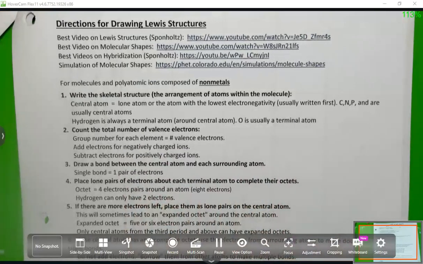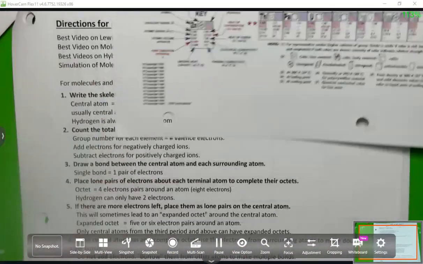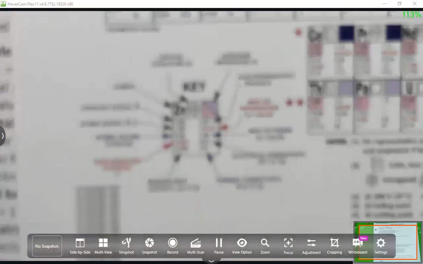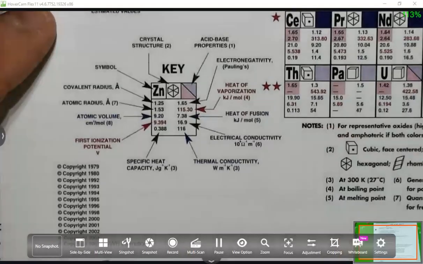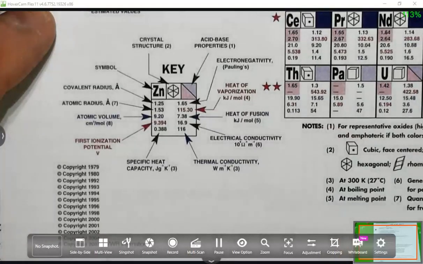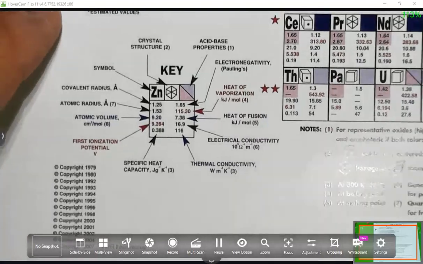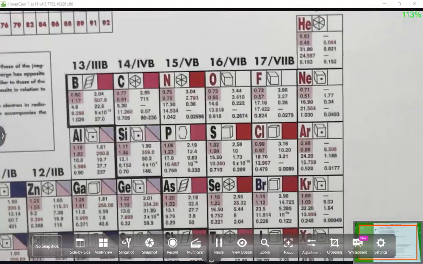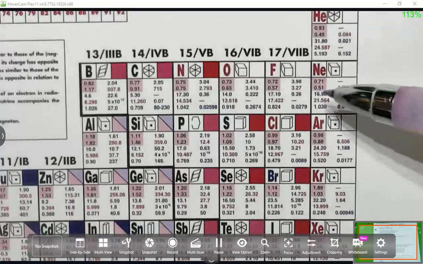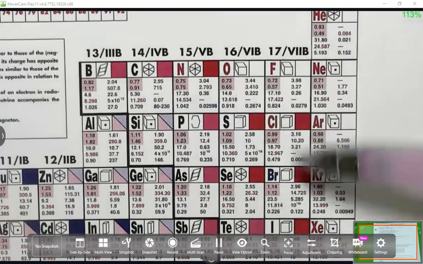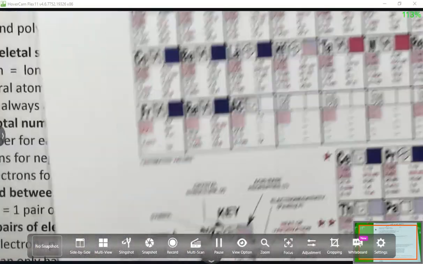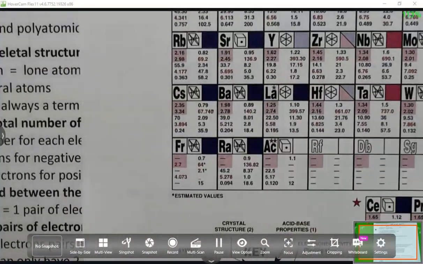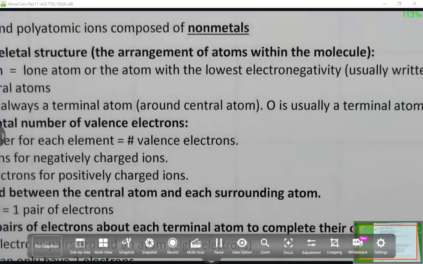Now, where do you find electronegativity? On the back side of your periodic table here. So we looked at electronegativities before when we did this bond triangle, right? Where are the most electronegative elements? Top right, fluorine is the most electronegative, but you have your high electronegativities here and your low electronegativities in the lower left. Okay.